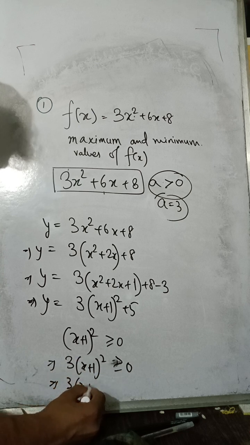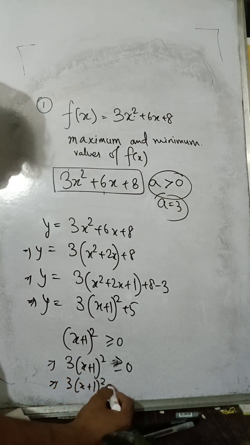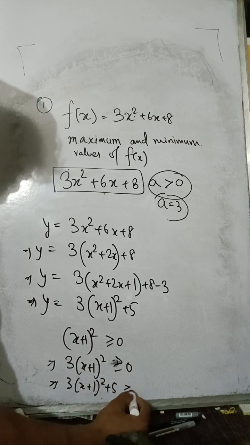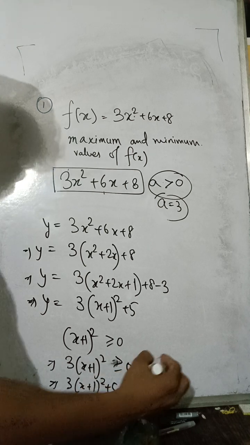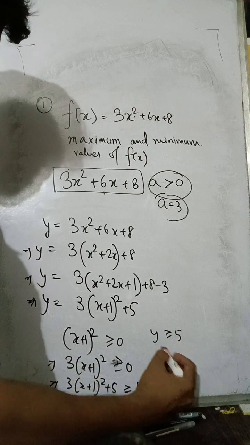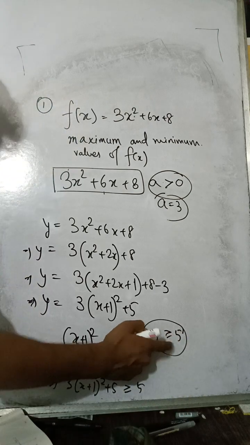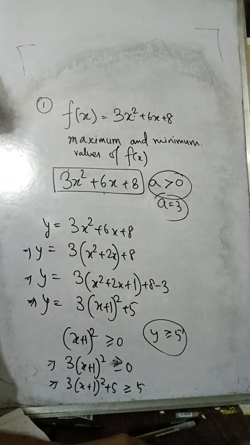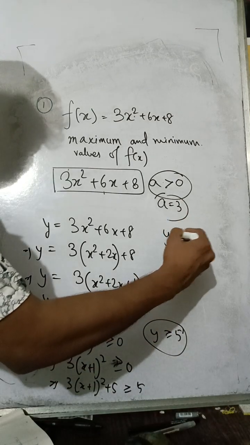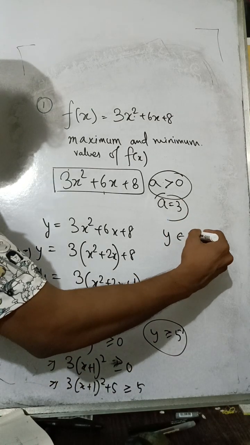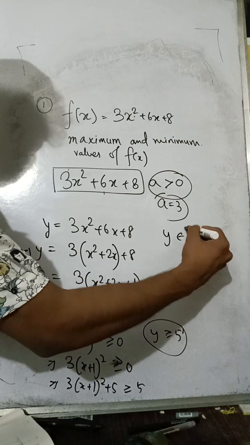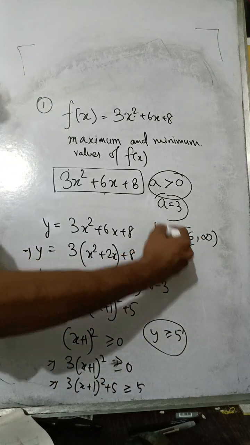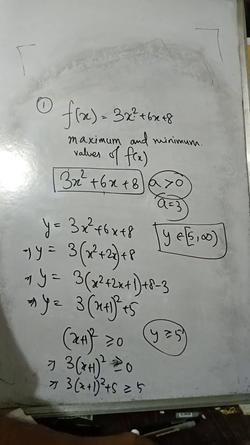Now, if we add 5 on both the sides, we get our y on the left hand side, and this becomes 5. So we can say that y is at least 5. So the minimum value of y is 5. So the minimum value of y is basically 5 and the maximum is, we do not know. Okay, so this is the minimum and maximum.